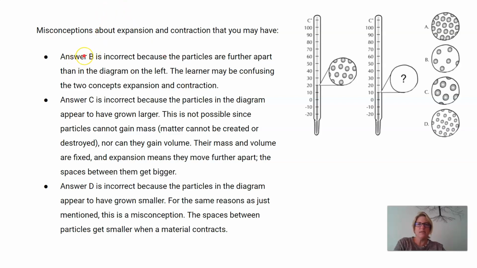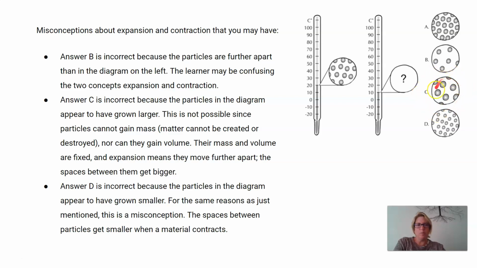Answer B is incorrect because the particles are further apart than the diagram on the left. You compare the particles here and you compare the particles on B. The particles here are close together and the particles here are further apart. If you pick B, it is possible you are confusing the two concepts of expansion and contraction. I'll elaborate on this a little bit later.